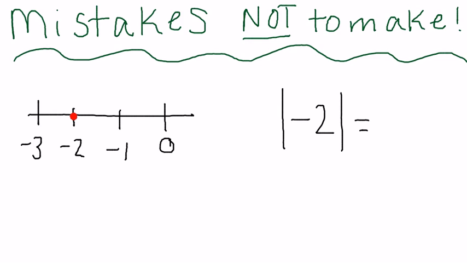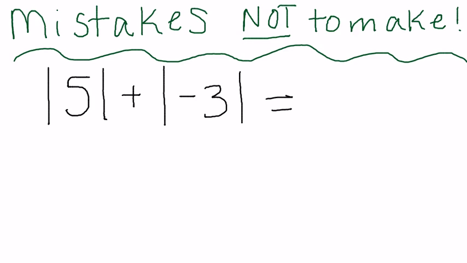Now that you understand what the concept of absolute value is, I want to go over some mistakes that some people might make when they first learn this concept that I don't want you to make. The first one is finding the absolute value of a negative number. We need to remember that the absolute value of a number can never be negative. So even though I'm about to count backwards, 1, 2 jumps on the number line, our absolute value is still a positive 2, not negative 2.